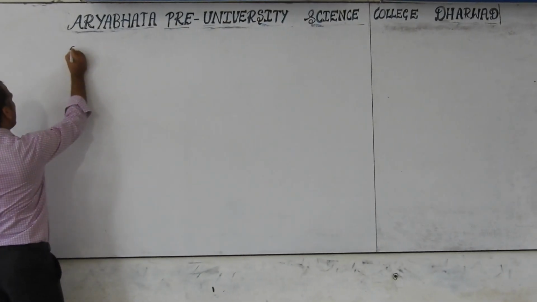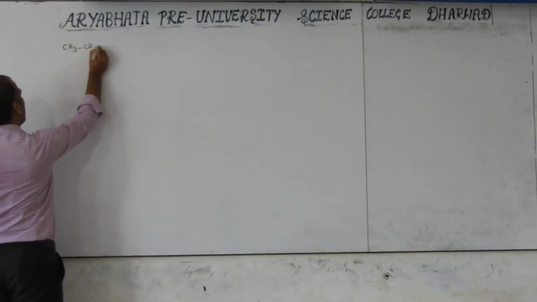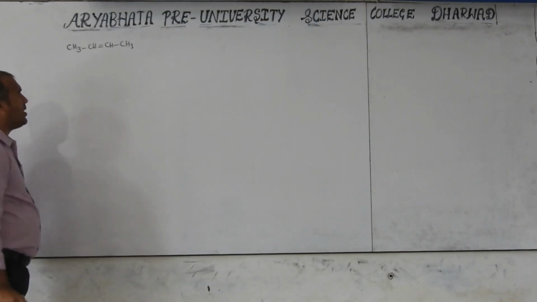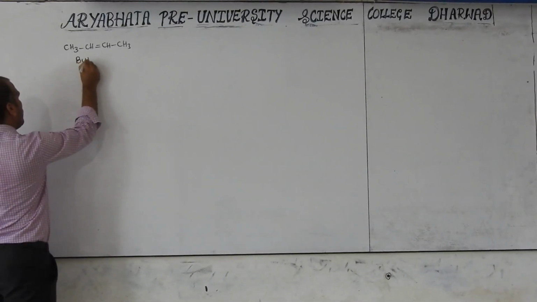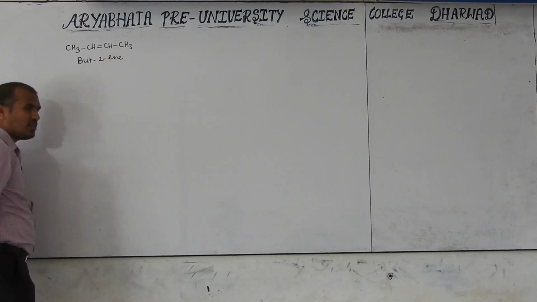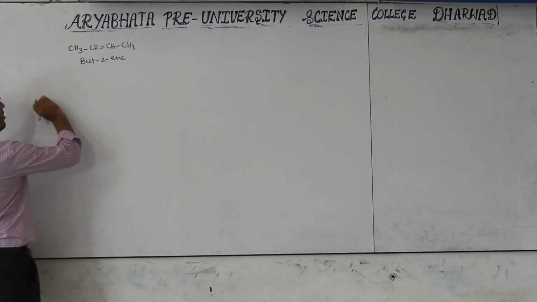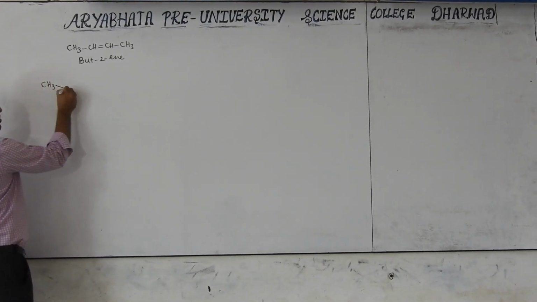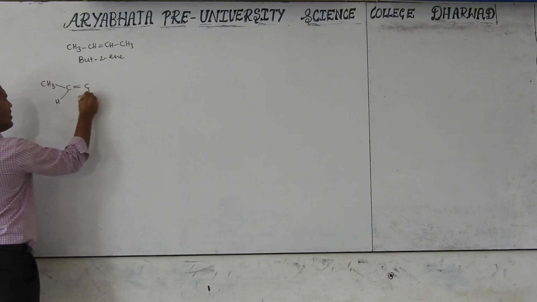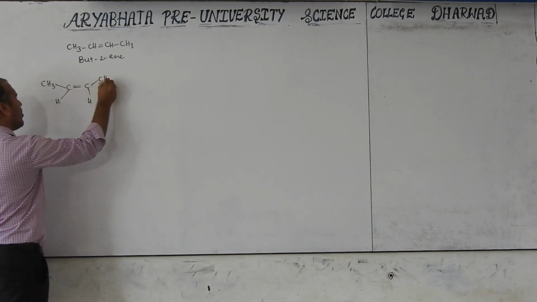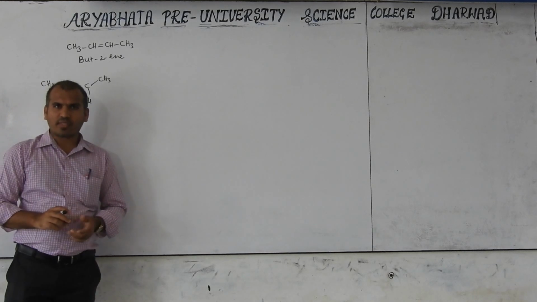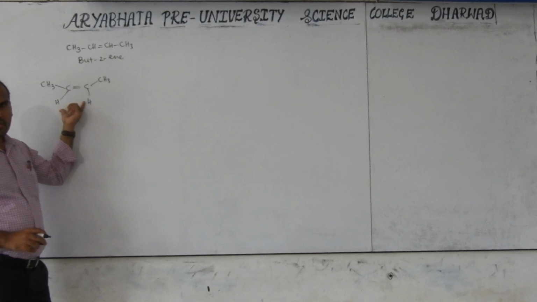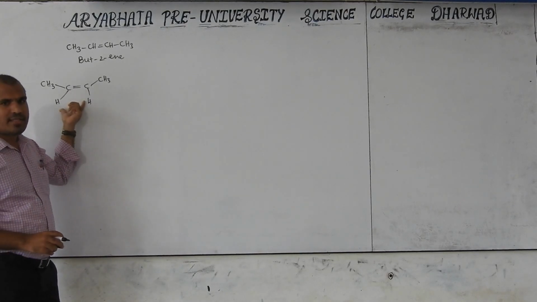For example, CH3, CH double bond CH, CH3. This is 2-butene, or otherwise it is called but-2-ene. This is IUPAC nomenclature. Now it exhibits two types of isomers. One is CH double bond, here H and here CH3. You know geometrical isomerism, cis and trans, at least this is known. Same groups on the same side of the double bond, that is cis. Same groups on opposite sides of the double bond, that is trans.